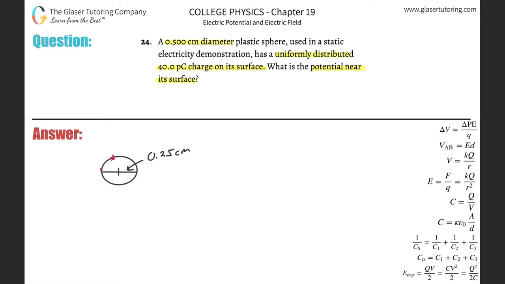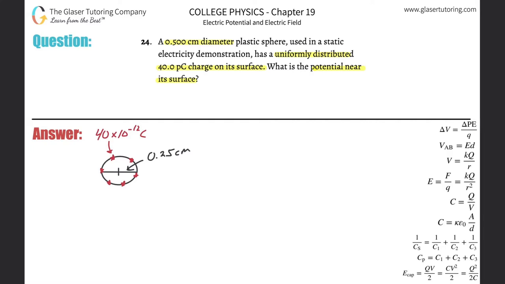Now it says that there's a uniformly distributed charge. So I'll put a couple stars here. We can figure out how many electrons or protons that is. But note that the total charge is going to be 40 picocoulombs. In other words, it's 40 times 10 to the minus 12 coulombs. Now the question is asking, what is the potential near the surface?